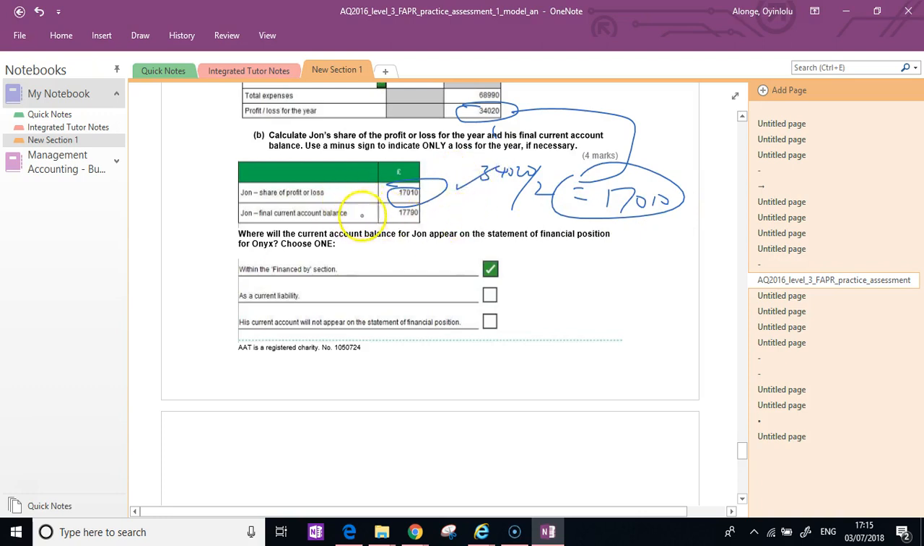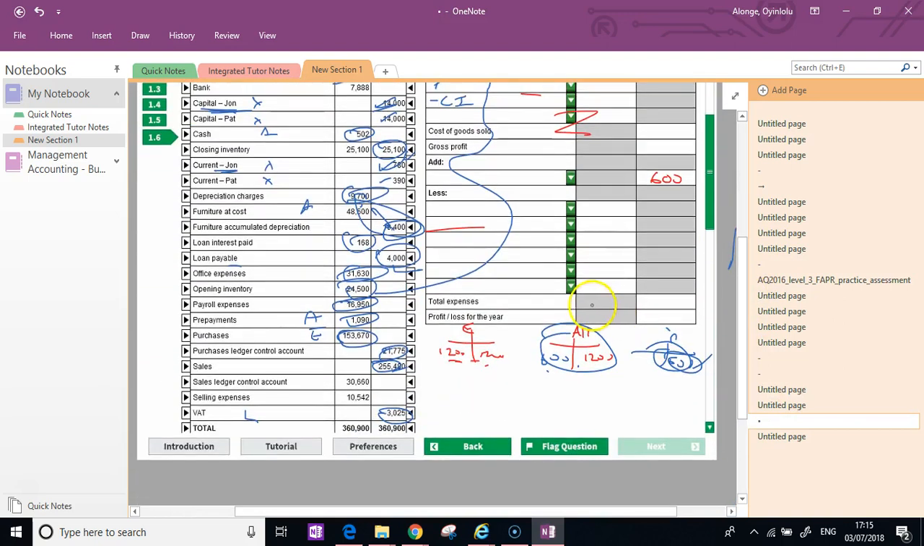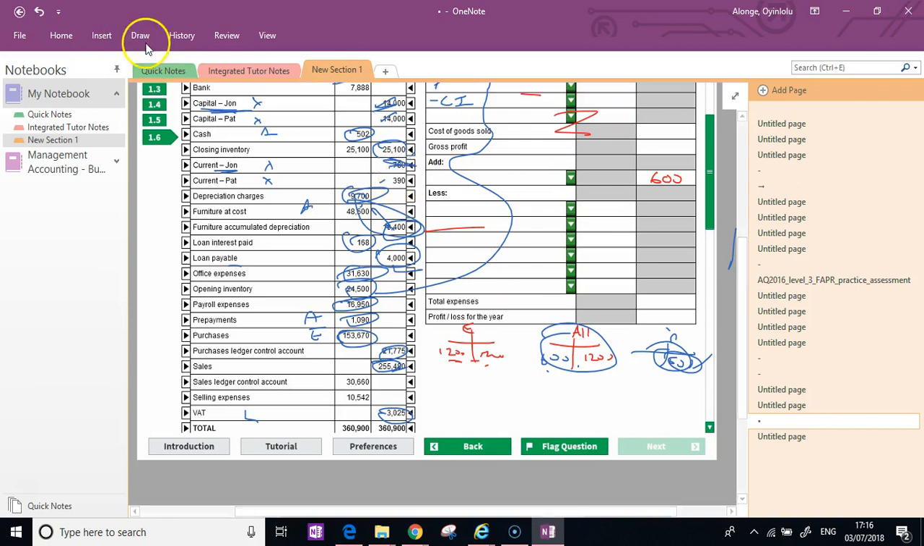And his final current account balance, you can see it means, therefore, that if I go to the trial balance and I look for John's current account, I can see 780. So what I'm looking for now is, that's John 780. I'm looking for any drawings for John, and there are none here. So there are no drawings.